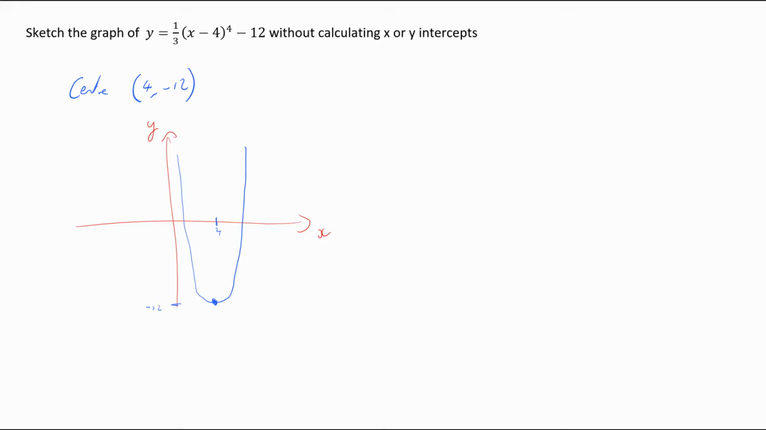The 1/3 out the front will dilate your graph, so it won't grow as rapidly. So without that 1/3, you can imagine it probably looks something a little bit more like this. The 1/3 has sort of narrowed it down a bit, but it's still growing relatively rapidly because it's a quartic. There's no way around that. However, considering you don't have to work out intercepts, you don't really have to give a lot of scale here. So the fact that you've got a relatively right shape with the translations proper, and it's definitely positive and not negative, that'll get you the marks you need for this question.